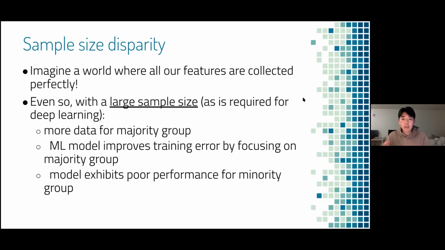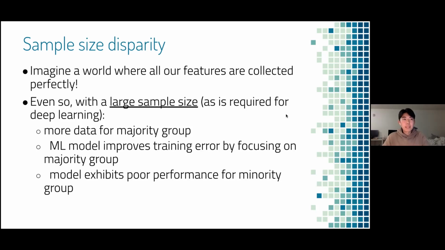Even so, with a large sample size, which is required for these really data hungry models, if we have a majority group, we might observe that our ML model will improve its training error by solely focusing on this majority group. It casts aside the minority group, willingly taking the hit and having poor performance on this minority group, because for the most part, it does well on the group that is the majority in its training set.